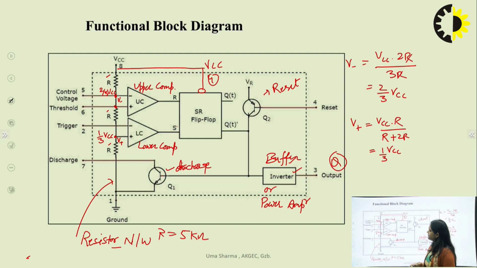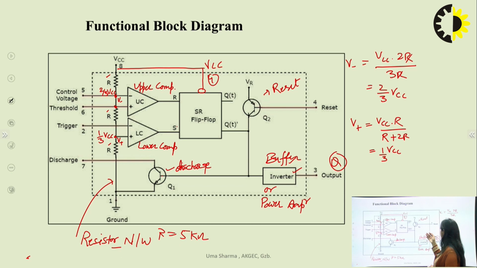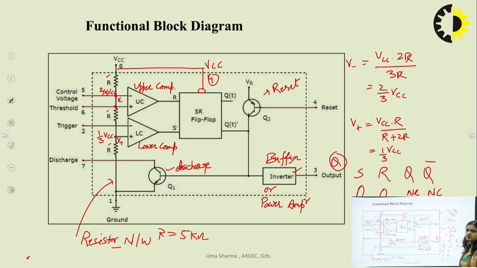Here you can see that there are a few analog circuits and a few digital circuits. The SR flip-flop is the digital circuit. The remaining components are analog in nature, meaning you can apply analog signals to them, but the SR flip-flop comes in the category of digital. Now you can see the working of the SR flip-flop. For S and R, with Q and Q bar, initially consider 0 0, then 0 1, 1 0, 1 1. For input 0 0, the values of Q and Q bar are in the no change state. When S equals 0, then Q bar equals 0 and Q equals 0 and Q bar equals 1.